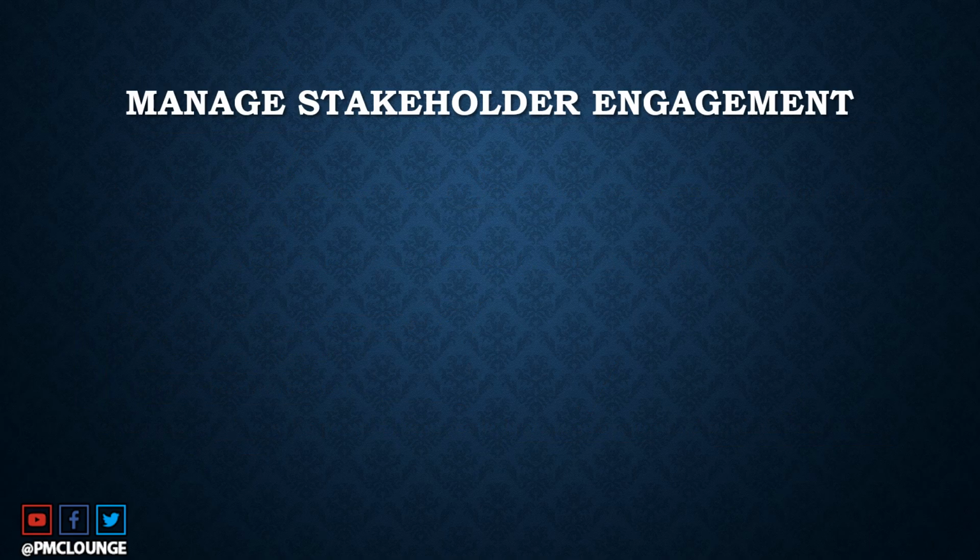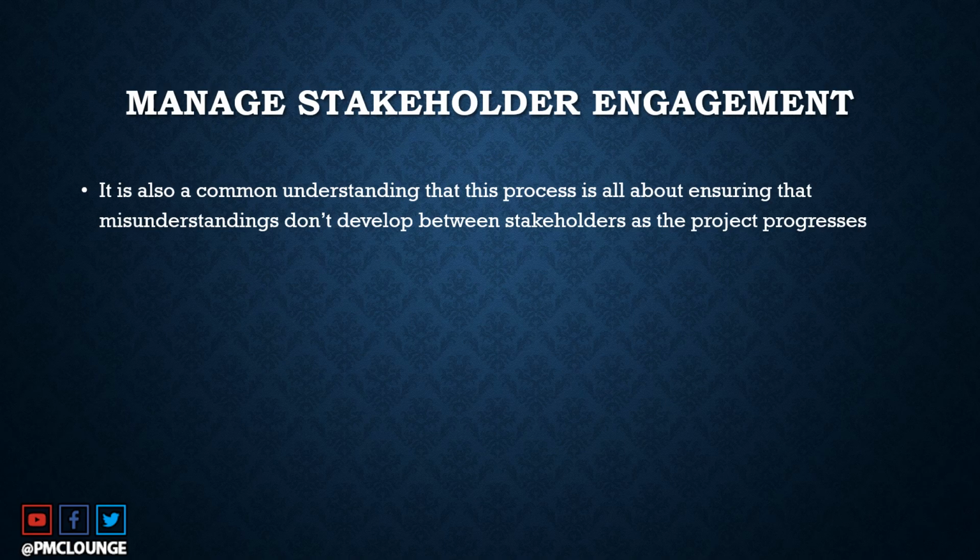Another important point here as part of this process is to make sure that no misunderstandings whatsoever develop between you and your stakeholders or amongst the stakeholders as well, right? So as your project progresses, as you move from requirement definition to design, from design to development, as you navigate through all these phases of the project, you need to make sure that the stakeholders are aligned. There's no misunderstandings amongst them. There's no misunderstanding between you and them, right? So that is what this process is all about.